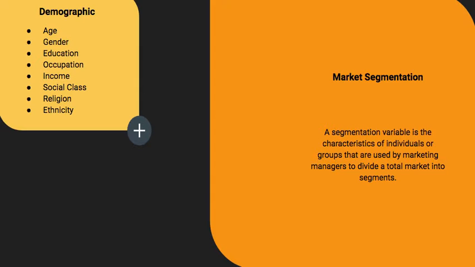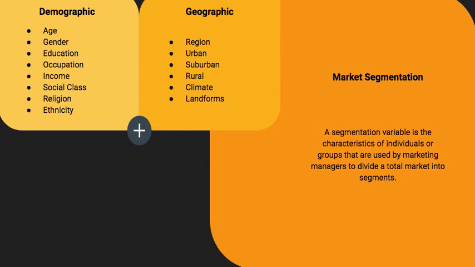So they use things like the individual or group's age, gender, education, occupation, income, social class, religion, ethnicity. Really, anything to do with their demography. They try and work out, well, where do X amount of people who are aged between 18 and 35 live? Where are the males and females? What kind of education do these kinds of people have? What's their religion? They also use geographic.